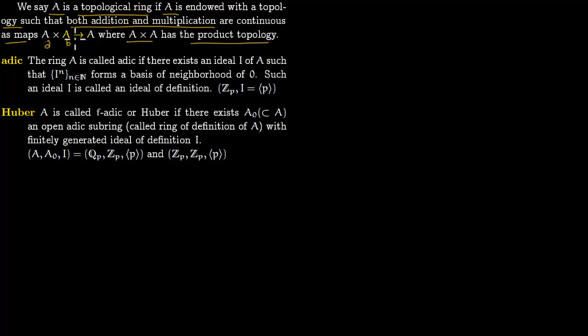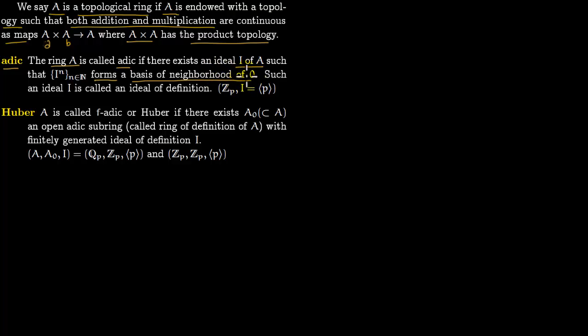So we will go through a large number of terminology which is used in Huber rings. First is adic. A ring A is called adic if there exists an ideal I of A such that I to the power of n, n in the natural numbers, you keep multiplying this ideal by itself, and this will form a basis of neighborhoods of 0. So this is a linear topology.